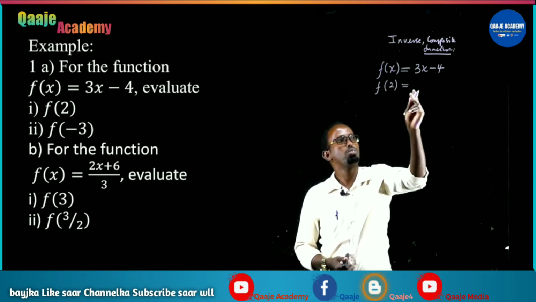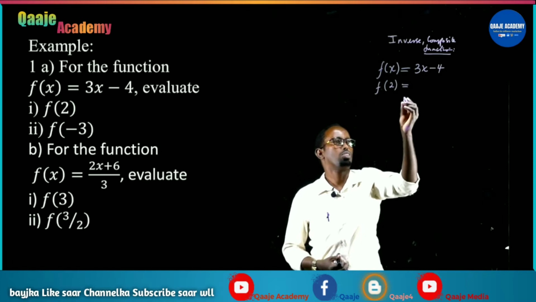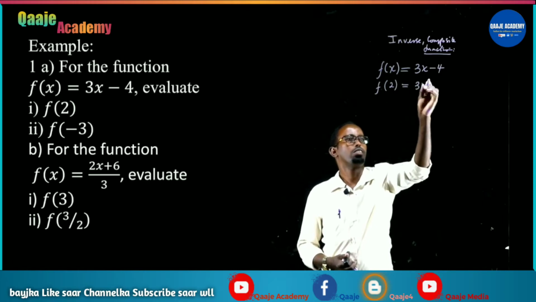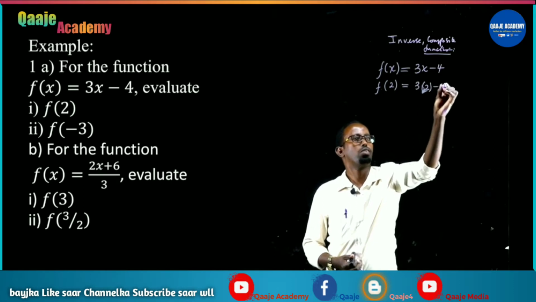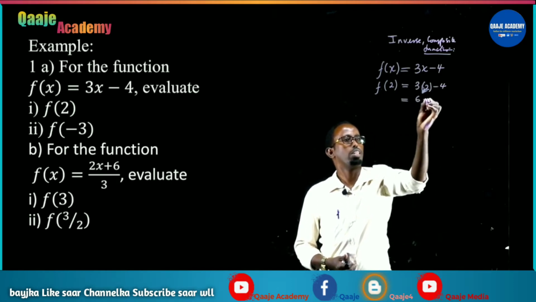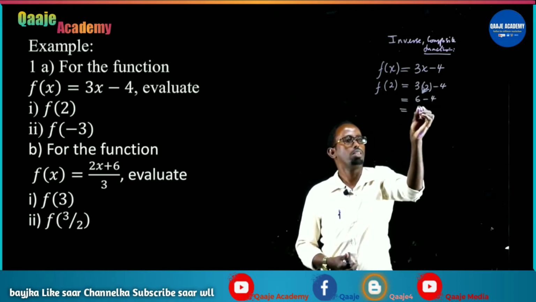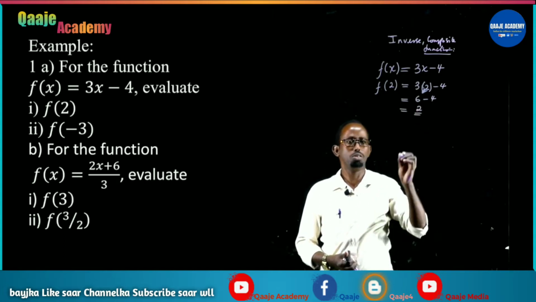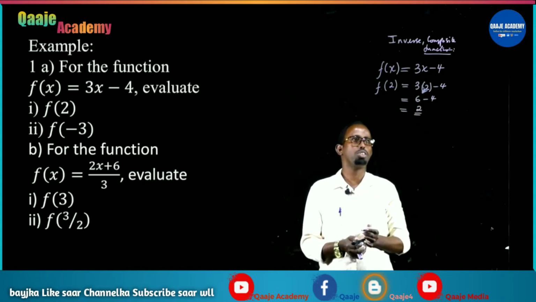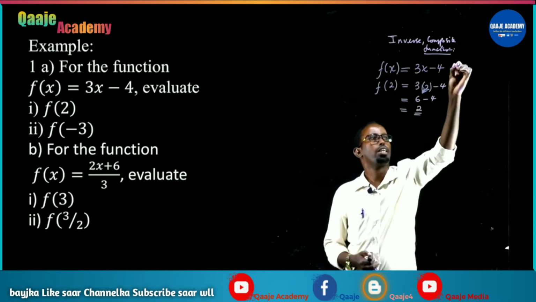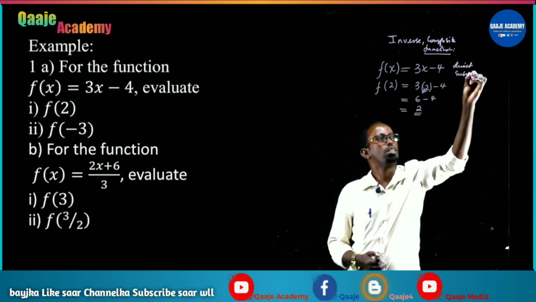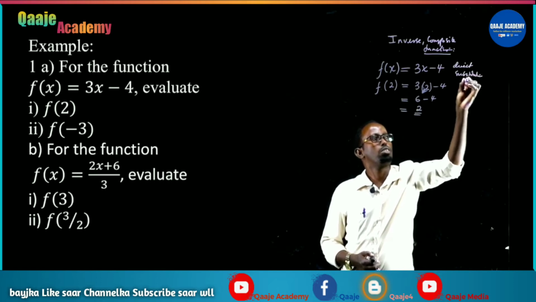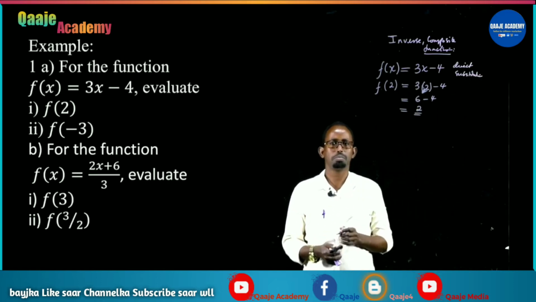F2 means substitute x with 2. So this will be 3 bracket 2 minus 4. You get 6 minus 4, and then you get positive 2. So this is now direct substitution. You substitute the value of x with the number given.